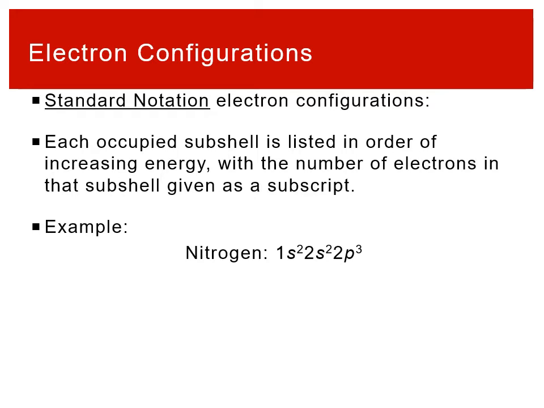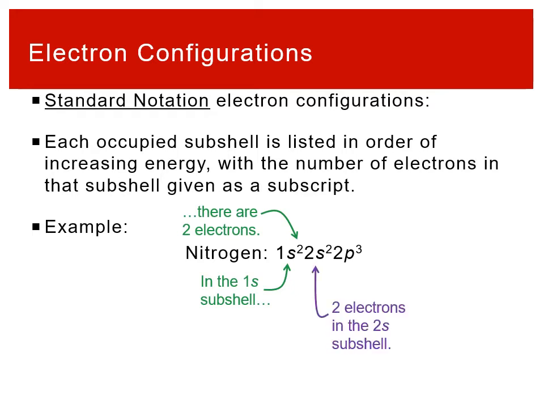So if we parse this out, for nitrogen 1s is the lowest energy subshell, so it's first. And for nitrogen, there are 2 electrons in that subshell. That corresponds to being a full subshell. We then move up. There's more than 2 total electrons in nitrogen, so we go to 2s. And we can see that there's, again, 2 electrons in that subshell. These exponents, 2 and 2, indicate how many electrons are in those subshells for this atom. We keep going up. 2p has then 3 electrons in the subshell.